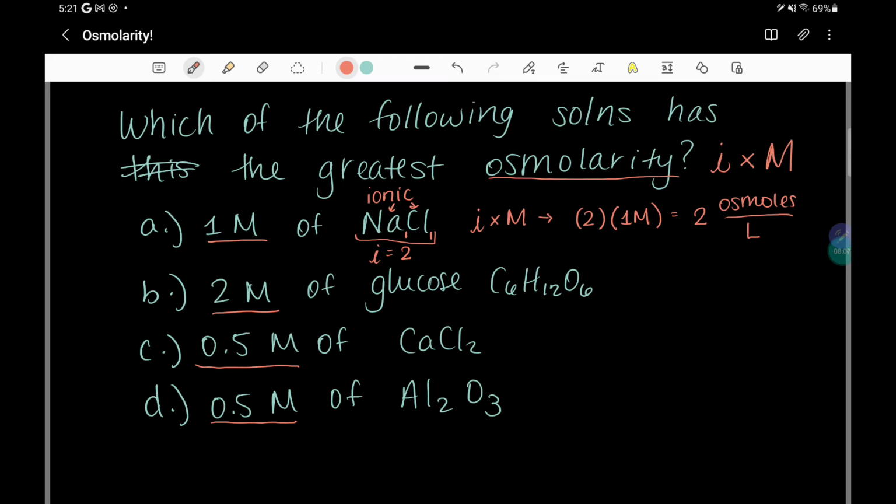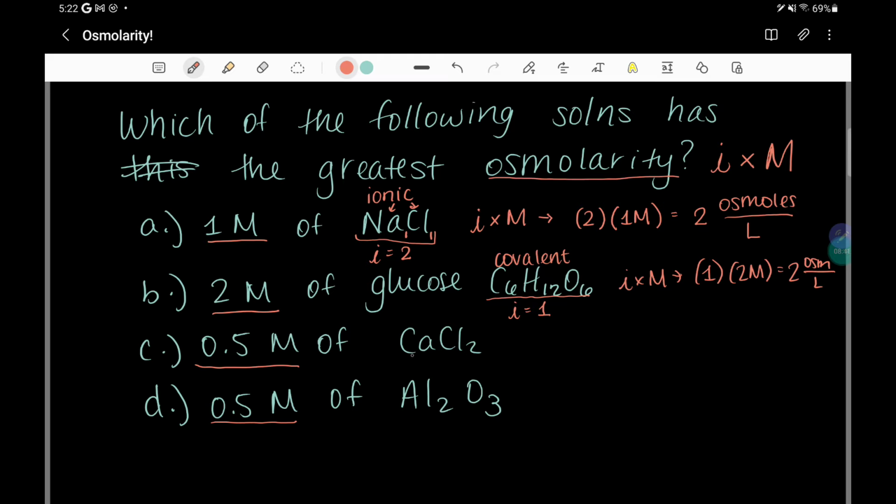Okay, next step. 2 molar of glucose. So looking at glucose, we know that this is covalent. So our i value is going to be 1 because covalent compounds don't separate in solution. So that makes it really easy. When we do our i times our M, we are going to get our value of 1 for our i, 2 molarity for our M. So we're going to end up with 2, and I'm going to use the abbreviation, osmoles per liter.